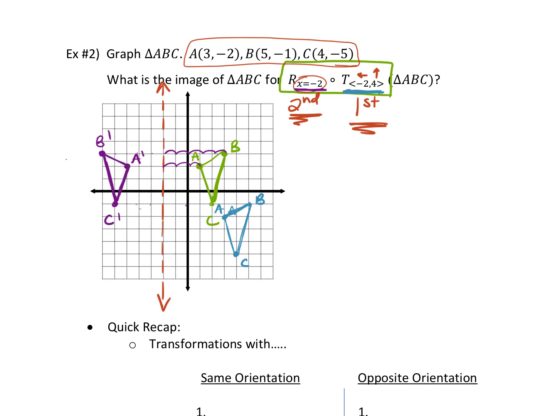So by the time you're done with a glide reflection, this is what I want to see. I want to see the line that you flipped over. I want to see the first triangle, the second triangle, and the third triangle, okay? And I want you to label all your points, A, B, C, A prime, B prime, C prime. Questions on that? Okay.